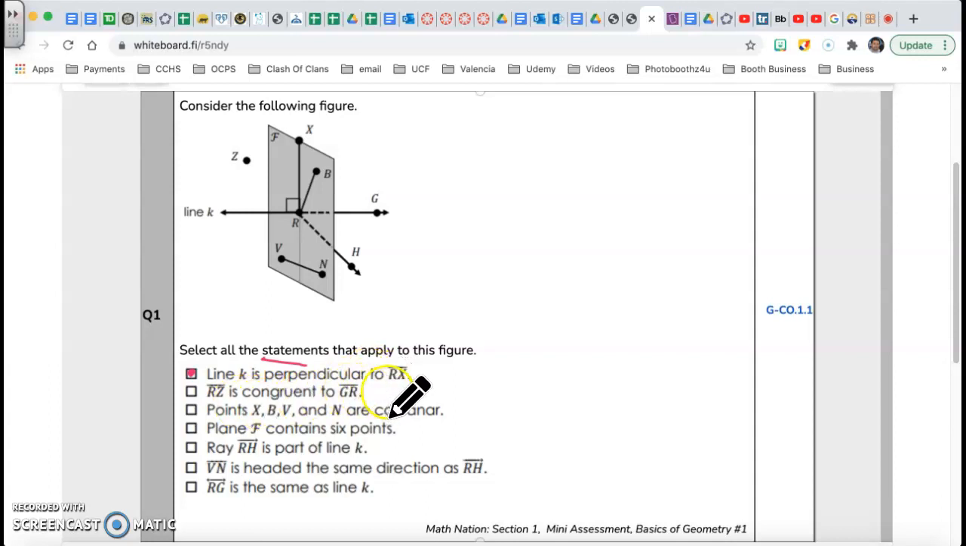Next, points X, B, V, and N are coplanar. Coplanar means they're on the same plane. X is on the top, B is right next to it, V is all the way in the bottom, and N is next to it. All four points belong to this shaded plane. Yes, they're on the same plane, so that is true.